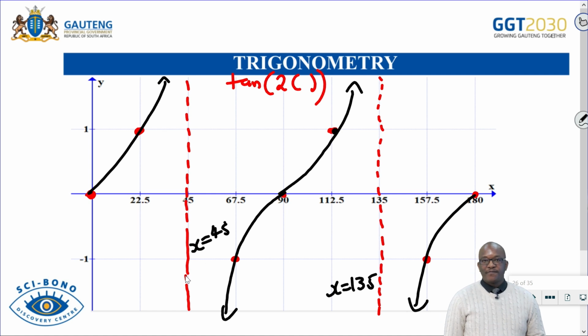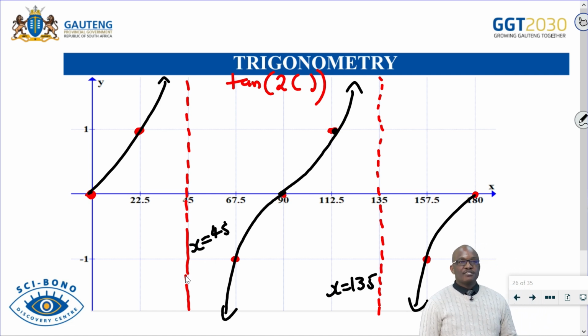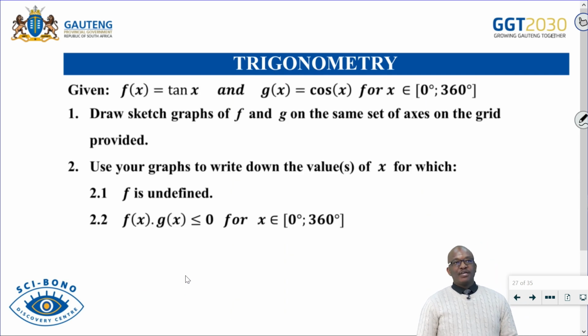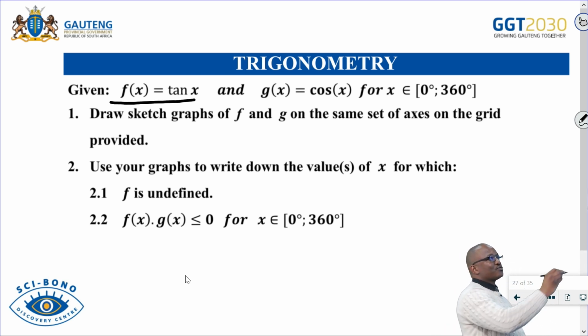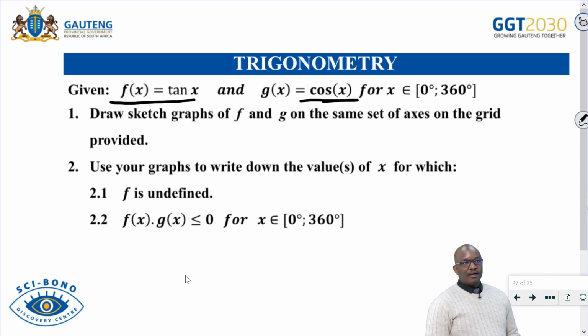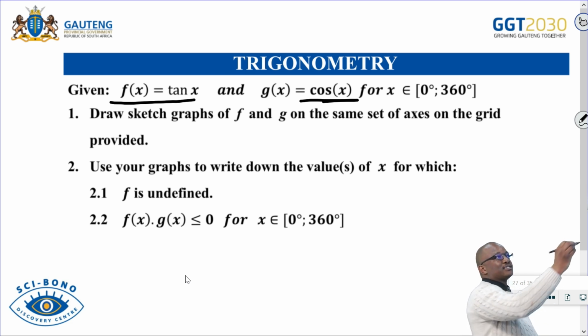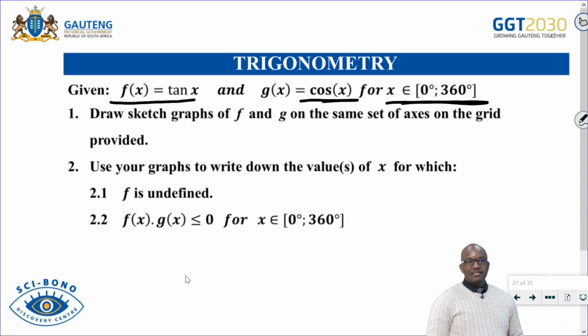Okay, that was the effect of k on the graph of sine, the graph of cos, and the graph of tan. So now, let's look at the exam type of questions. How can they ask this type of questions? Remember, previously, we were only drawing one graph on a set of axes. So now, we are given f of x, which is tan x, and we are also given cos x, which is g of x, for x is an element of 0 to 360. The first question will say, draw the sketch graphs of f and g on the same set of axes on the grid provided.